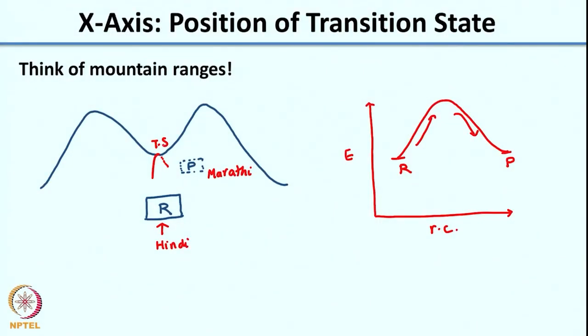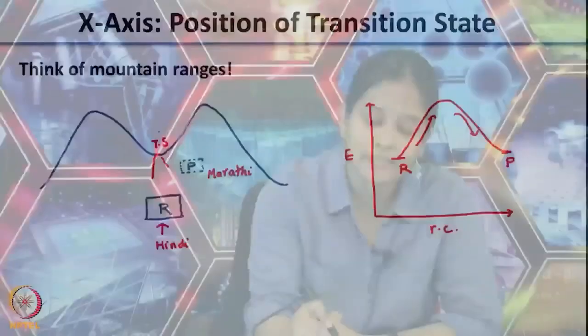And the whole journey takes you around 2 hours. So say as soon as you start from city R, you have spent 10 minutes on this path and immediately you reach your valley here, which is your transition state. And then after a whole hour and 50 minutes, you will reach city P, where people speak Marathi. So what do you think would be a greater chance? Do you think there will be more people speaking Hindi or Marathi in this city that we call TS?